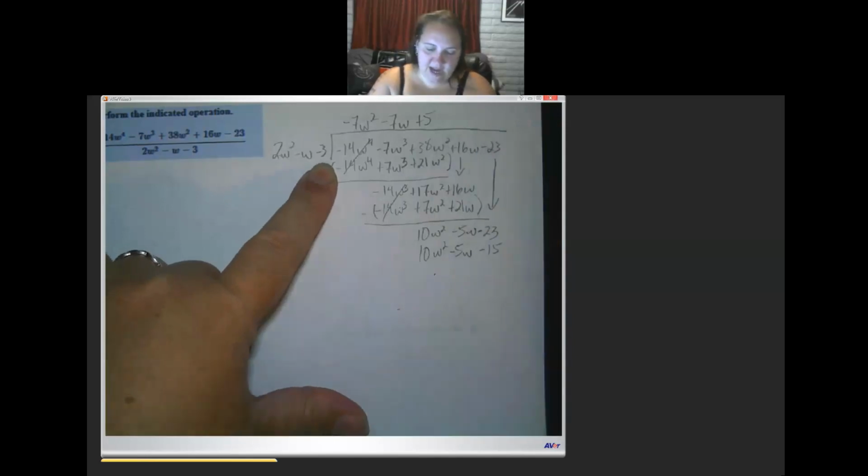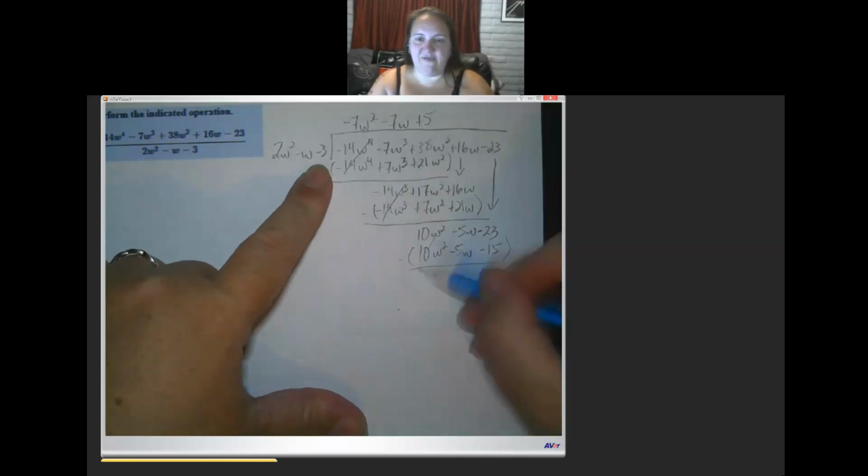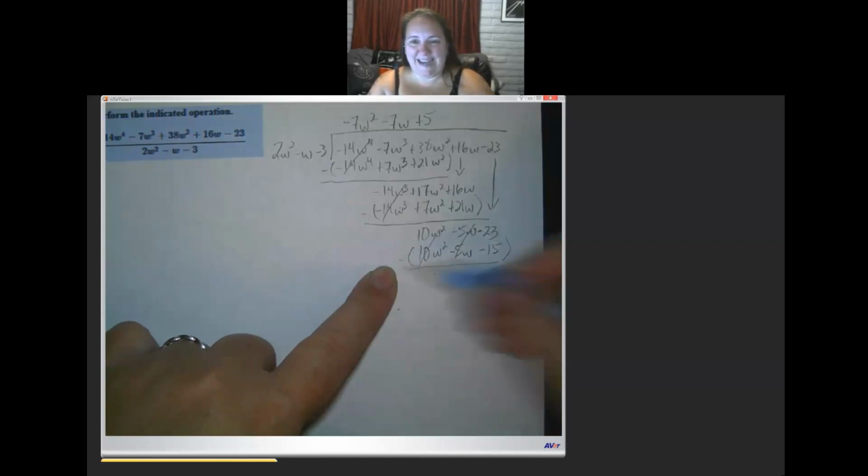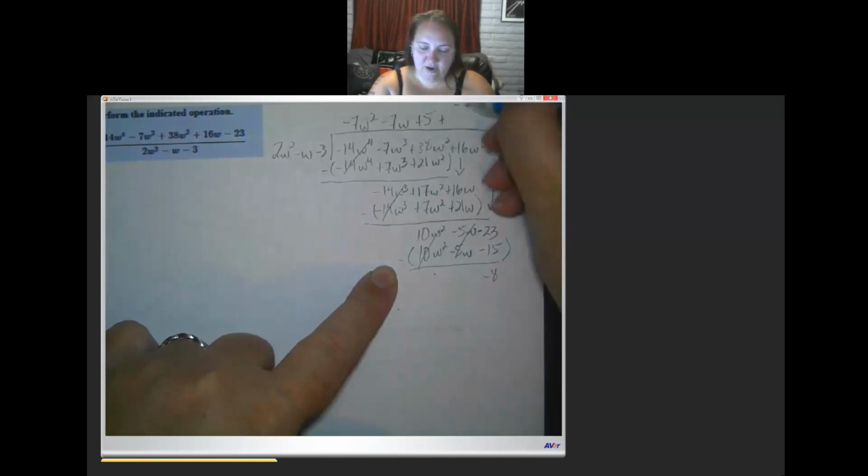And then we subtract. These will cancel. Negative 5w minus a negative 5w will cancel as well. And negative 23 minus a negative 15 is negative 23 plus 15, which is a negative 8. So then plus negative 8 over 2w squared minus w minus 3.